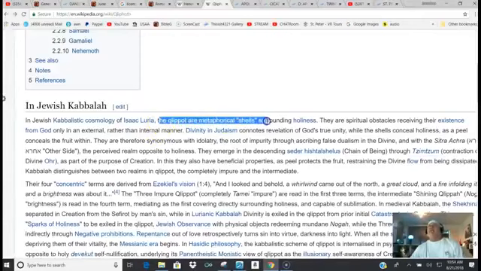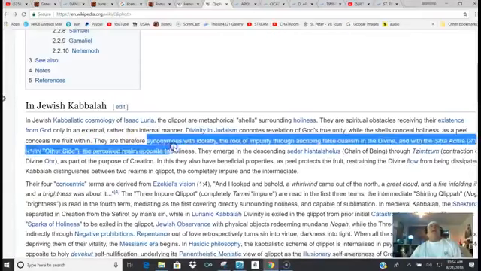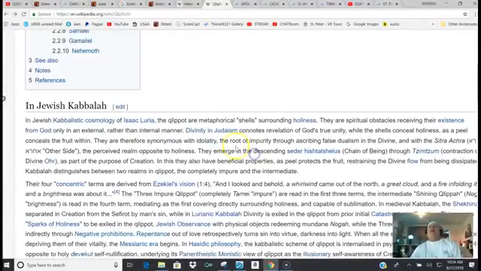So the kelapot are metaphorical shells surrounding holiness. They are spiritual obstacles receiving their existence from God only in an external rather than internal manner. Divinity in Judaism connotes revelation of God's true unity, while the shells conceal holiness as a peel conceals the fruit within. Therefore, watch this. They are therefore synonyms with idolatry, and they are the root of impurity through ascribing false dualism to the divine.